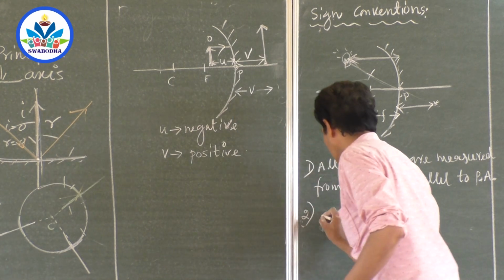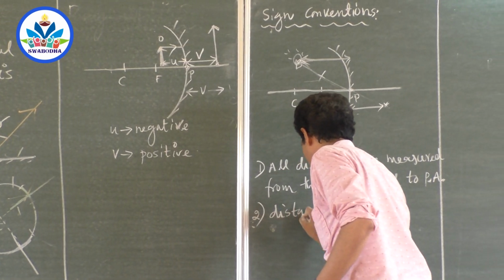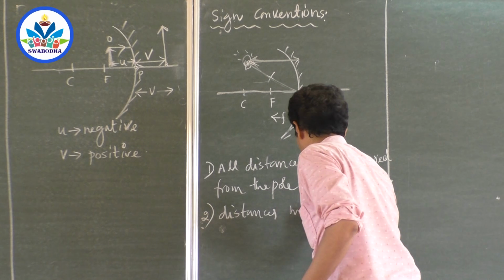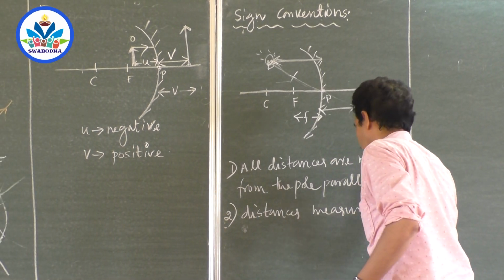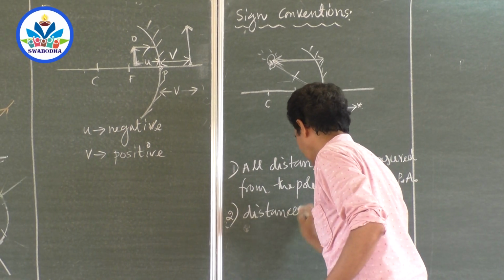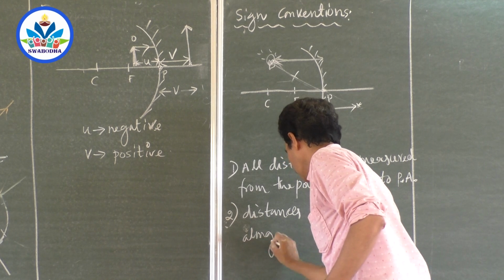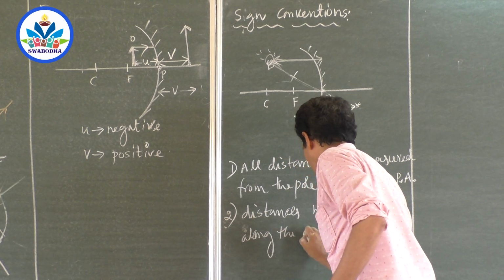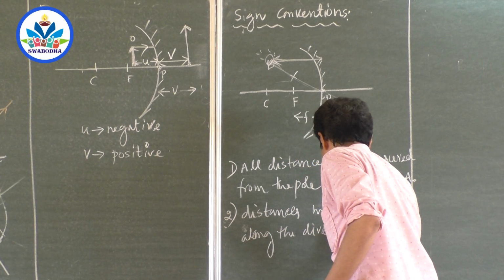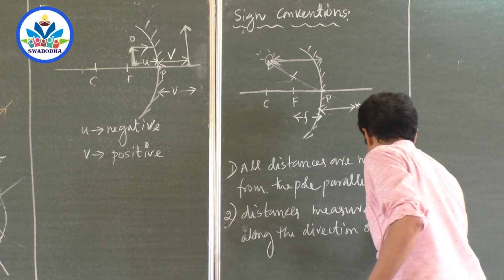Shall I write it? Distances measured along the direction of light are taken positive. I will write only this one.